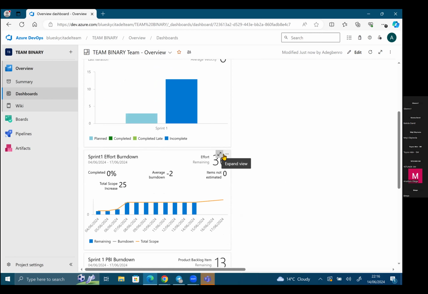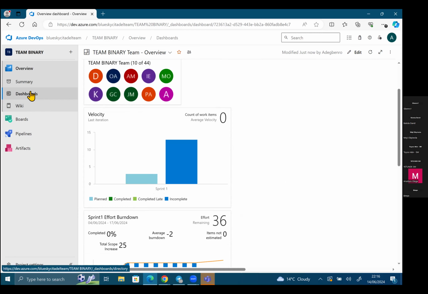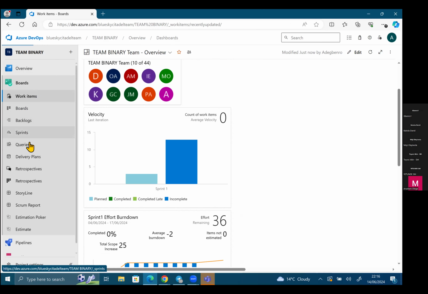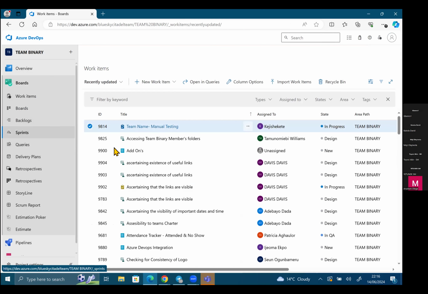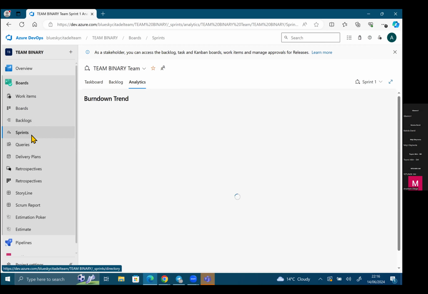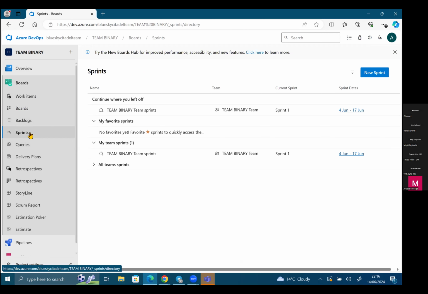On the left panel, click on the boards, go to sprint. You are not in the sprint yet. Go to sprint. So look for your sprint 1. There's a place where it says my team sprint 1. Yeah, below. Or you can click on that also because that's your sprint 1 also.